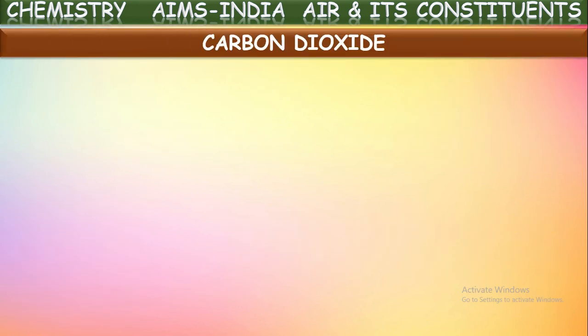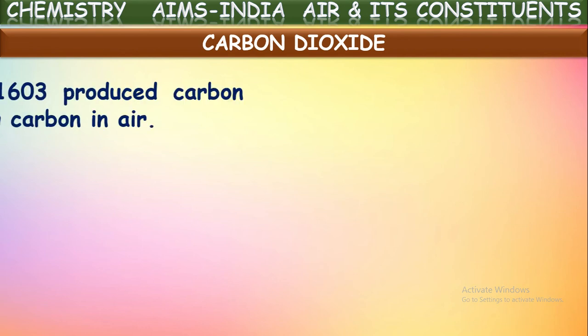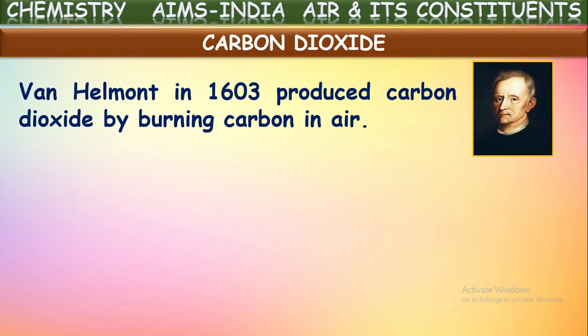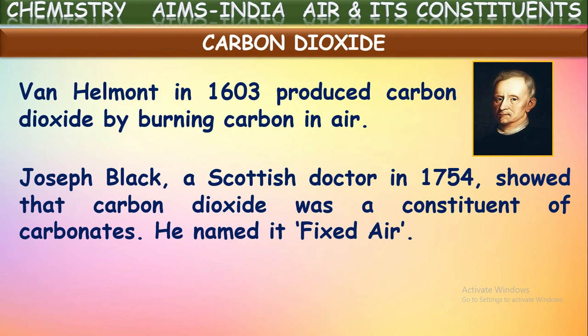Now let us see about another gaseous substance in the atmosphere, that is carbon dioxide. Van Helmont in 1603 produced carbon dioxide by burning carbon in air. Joseph Black, a Scottish doctor in 1754, showed that carbon dioxide was a constituent of carbonates. He named it fixed air. Okay, who produced this carbon dioxide for the first time? Van Helmont. In 1603, he produced this carbon dioxide by burning carbon in air. Joseph Black showed that carbon dioxide was a constituent of carbonates. So by heating these carbonates, carbon dioxide can be prepared. This was found by Joseph Black. He named this gas fixed air.